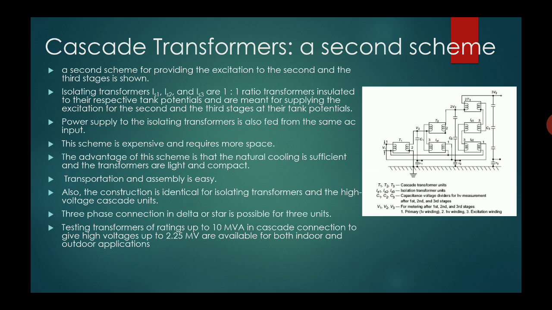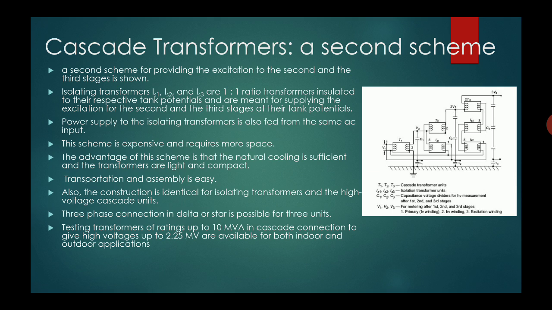Now, the scheme we talked about previously for the cascade transformer is a very normal and simpler scheme. There is a second scheme of cascade transformer. A second scheme of providing the excitation to the second and the third stages is shown in the figure on the right hand side. The isolating transformers IS1, IS2 and IS3. Please check IS1, IS2 and IS3 on the diagram. These are isolating transformers of ratio 1:1.